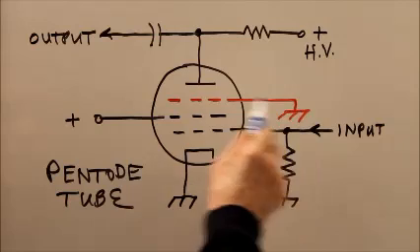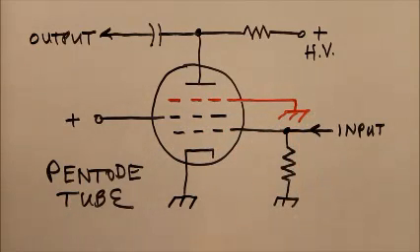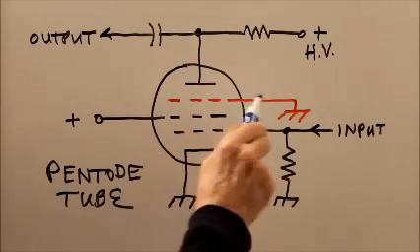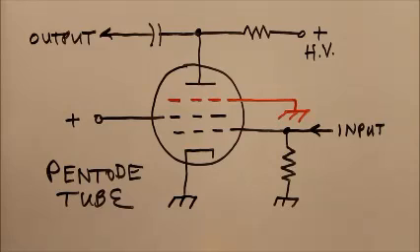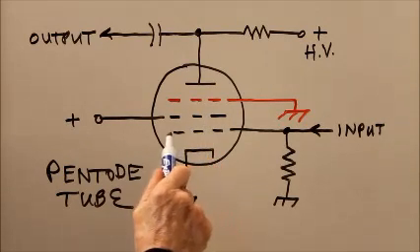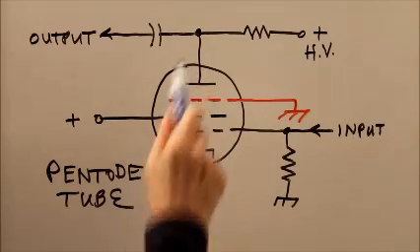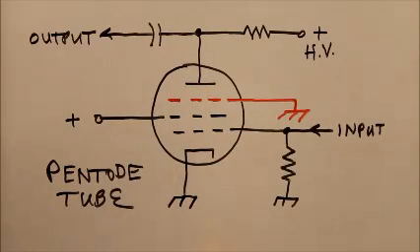The suppressor grid is normally grounded, and in some vacuum tubes it's actually shorted out internally to the cathode. The purpose of this suppressor grid is to provide additional isolation between the control grid and the plate.